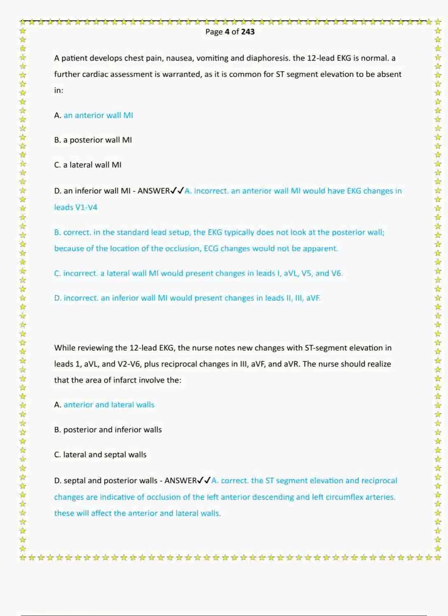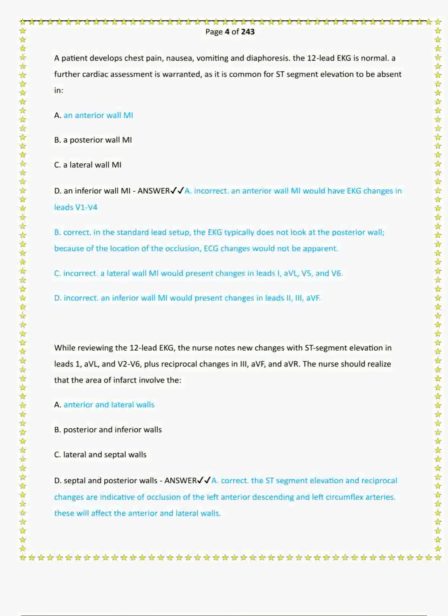A. Incorrect. An anterior wall MI would have EKG changes in leads V1 to V4. B. Correct. In a standard lead setup, the EKG typically does not look at the posterior wall. Because of the location of the occlusion, ECG changes would not be apparent. C. Incorrect. A lateral wall MI would present changes in leads I, aVL, V5, and V6. D. Incorrect. An inferior wall MI would present changes in leads II, III, and aVF.